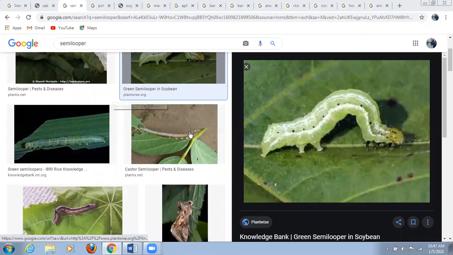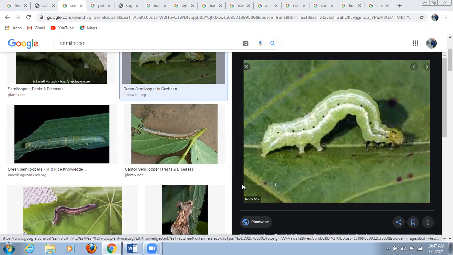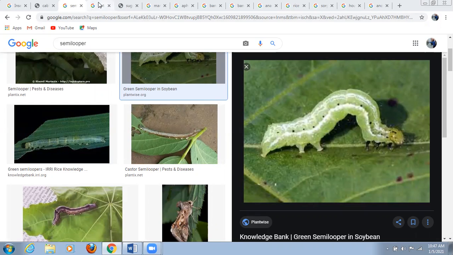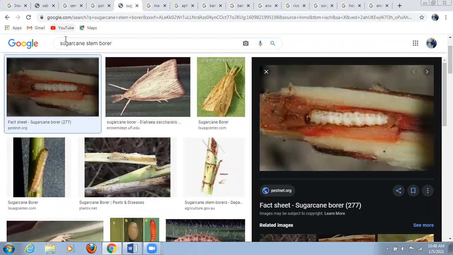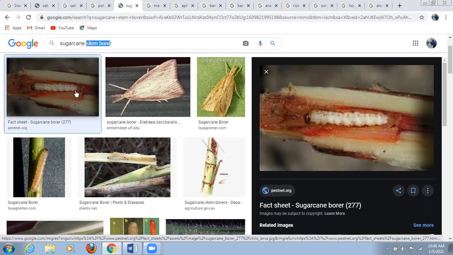On your screen you can see some insect pests. This is the semi-looper. This is another, the potato beetle. These potato beetles harm potato plants. You can see this is the sugarcane stem borer. Stem borers attack the stem of the plant. You can see clearly that this insect sucks the internal portion of the sugarcane and completely damages the sugarcane plants, and ultimately affects the economy of the farmers.